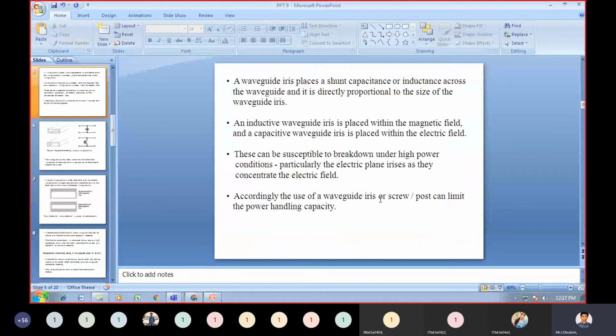If you want to remove the energy from the electric field, what do you need to use? You need to use a capacitive waveguide iris. If you want to remove the energy from the magnetic field, you need to use an inductive waveguide iris, which is placed within the magnetic field. The capacitive waveguide iris is placed within the electric field. Just keep those two points.